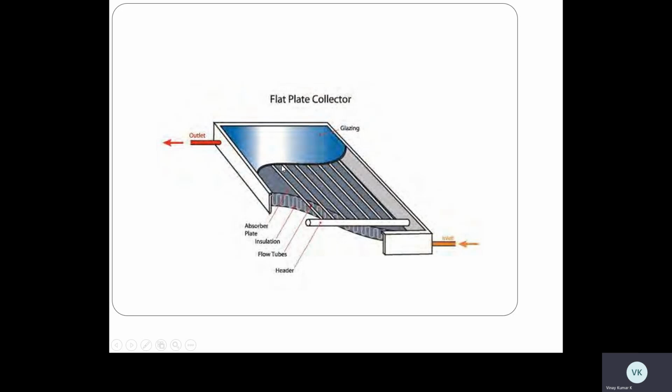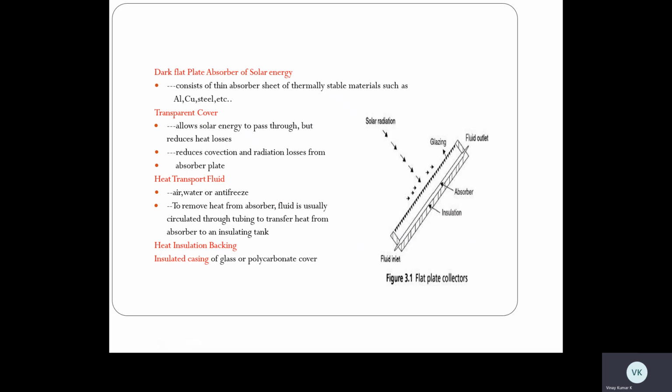Because of continuous falling of solar radiation on the system, there will be continuous falling on the absorber plates. There will be convection and radiation losses that can occur in the absorber plates. So in order to save this from the absorber plate, we use a transparent medium.